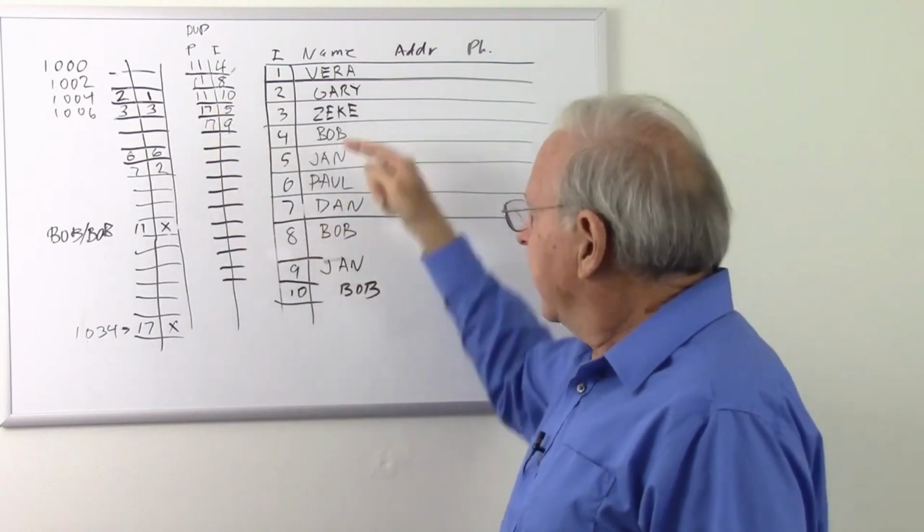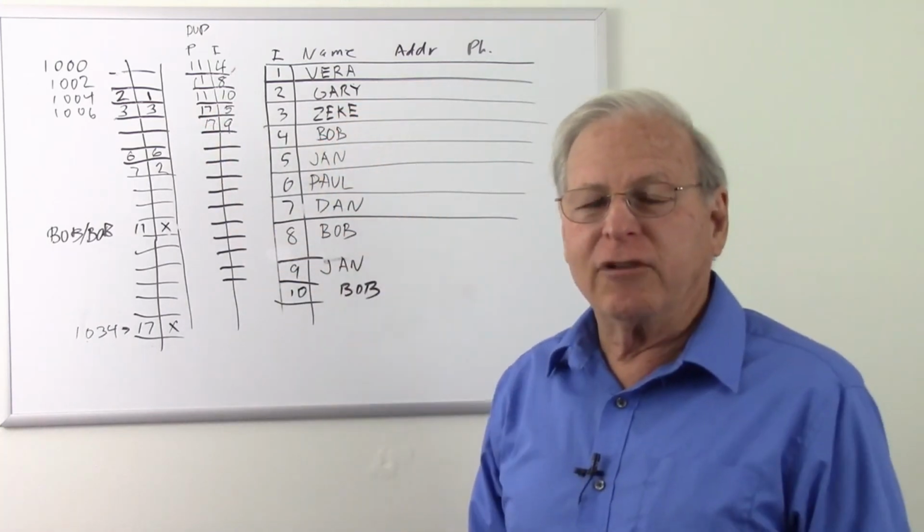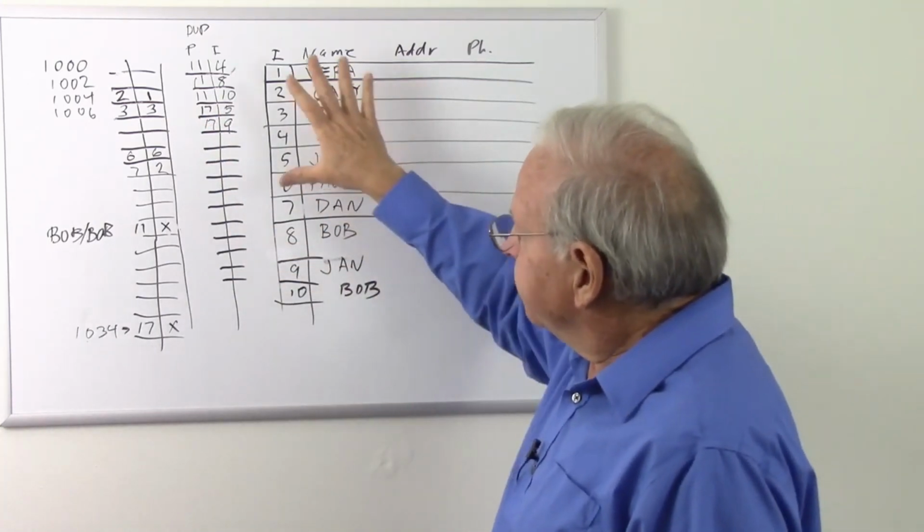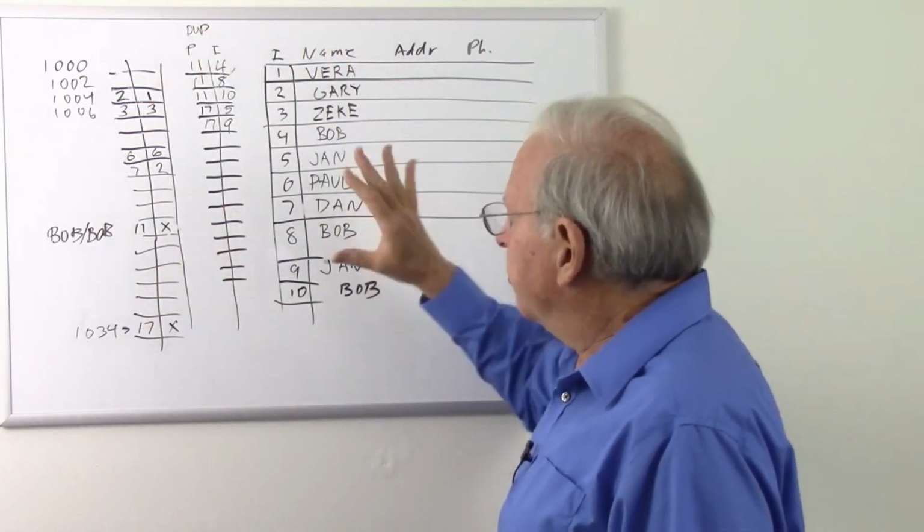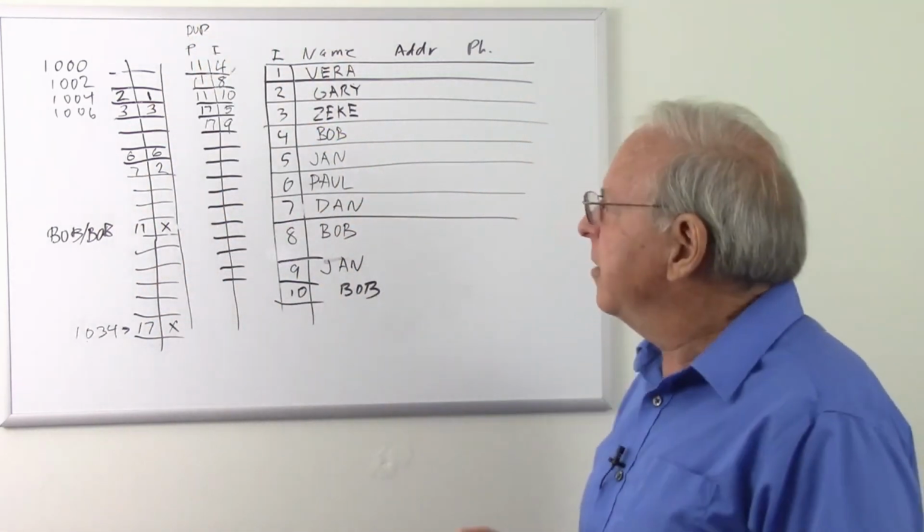17 goes to 5 or 9. So grab 5, grab 9. There's your 2 Jans. You pick the one you want. That is how it would handle duplicate names. And collisions would be handled pretty much the same way.